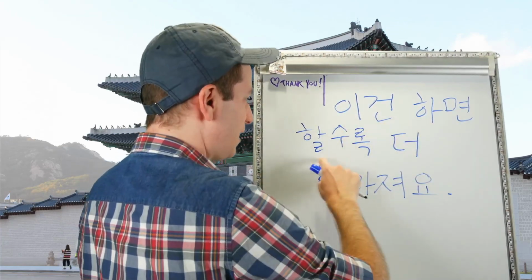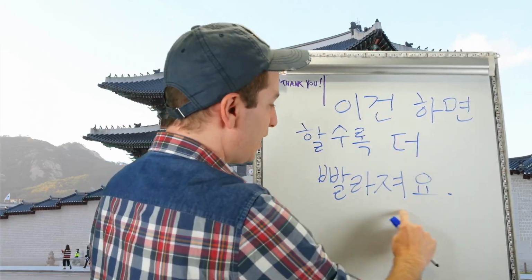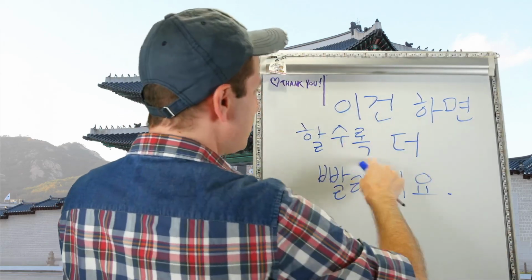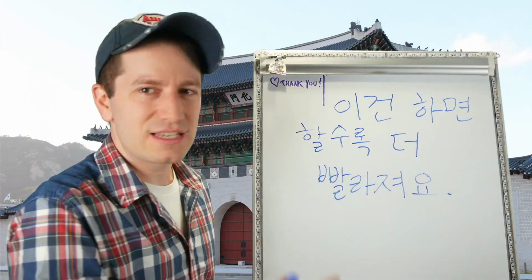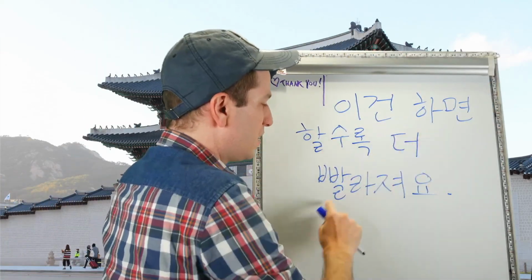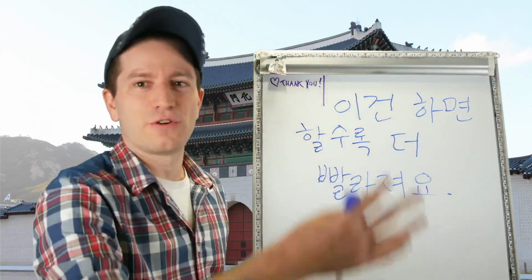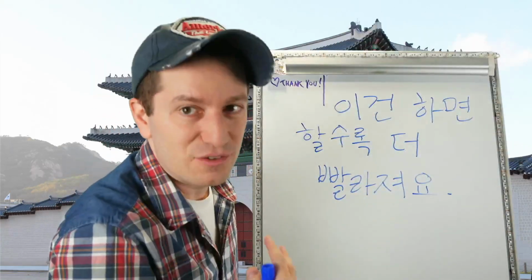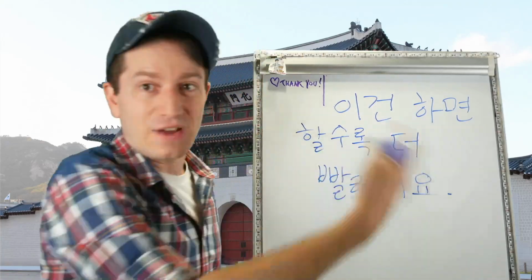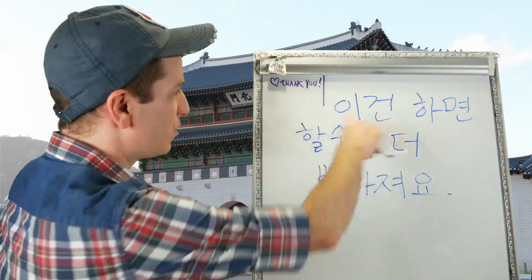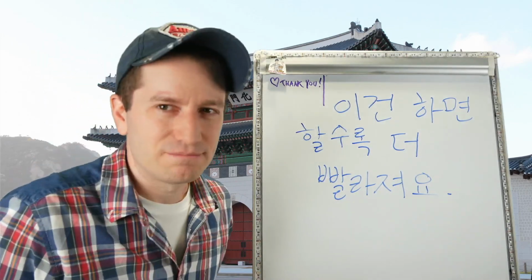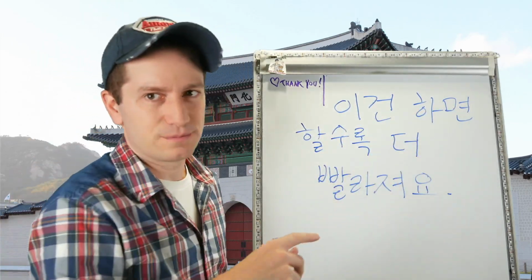이건 하면 할수록 더 빨라져요. So 이것은, so this, 하면 할수록. So the more that you do this, the more 더 빨라져요. 빨라지다 would be from 빠르다, to be quick. 빨라져요. So you get fast. So you get faster the more you do this. 이건 하면 할수록 더 빨라져요. You get faster the more you do it.